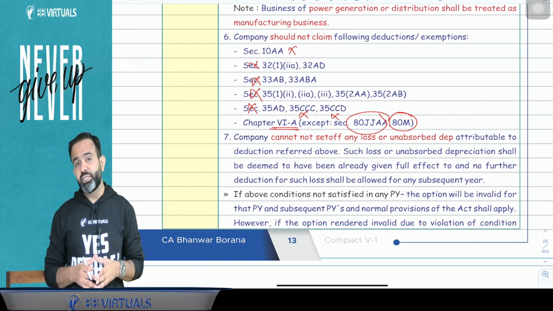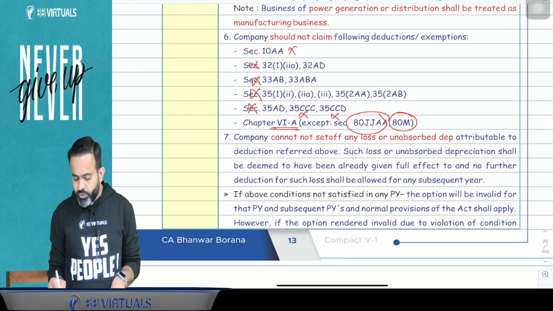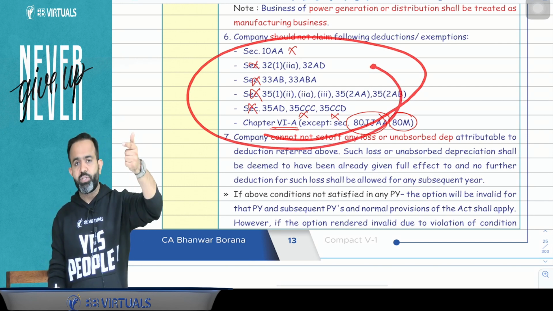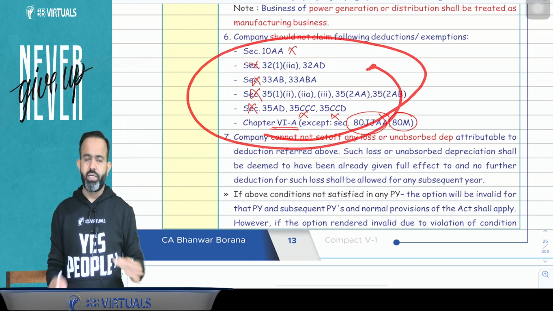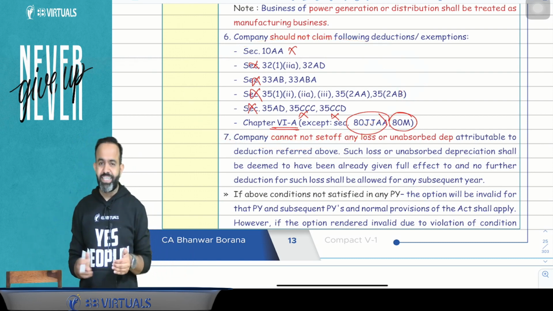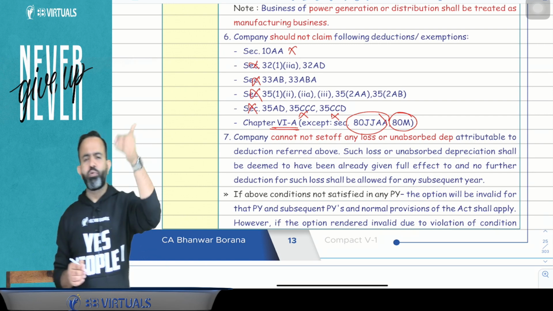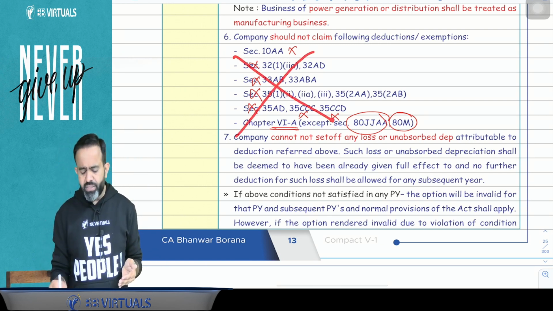Now this section says that suppose due to this particular section, if there are any brought forward losses or unabsorbed depreciation, that is not allowed to be set off. But guys, there will not be any question in practical life, because in the first year only when company is opting 115BAB, then from first year only company cannot claim this benefit of this section.